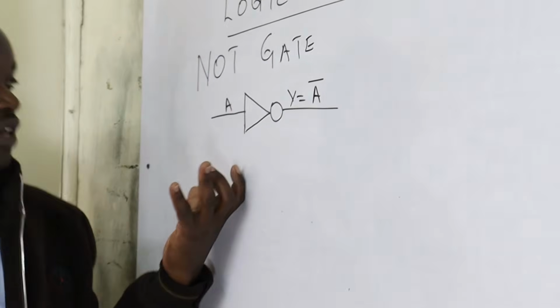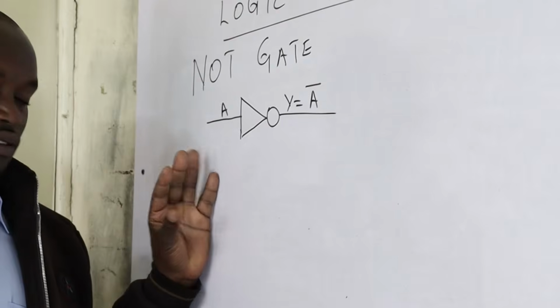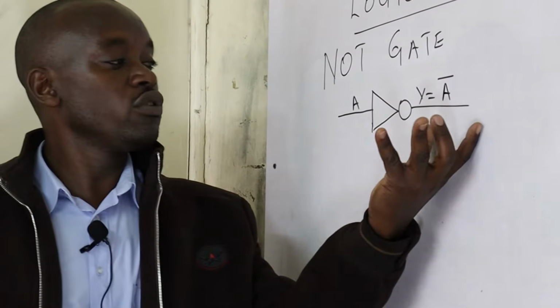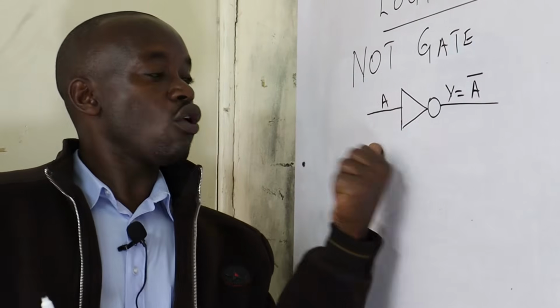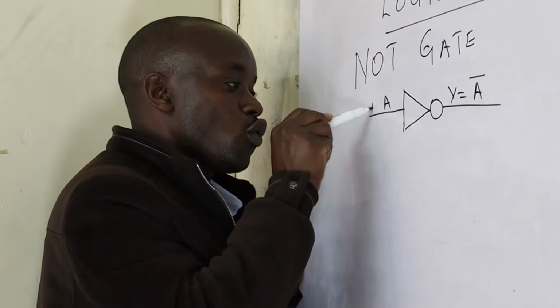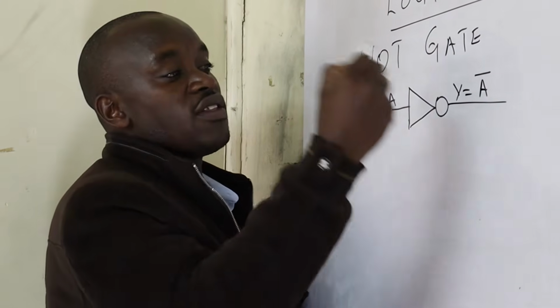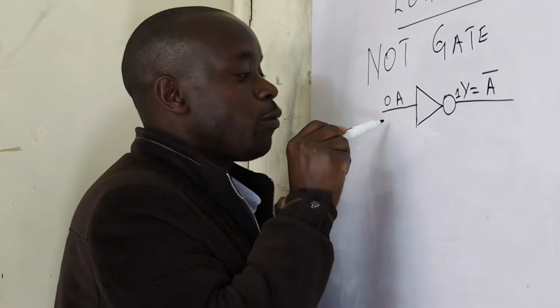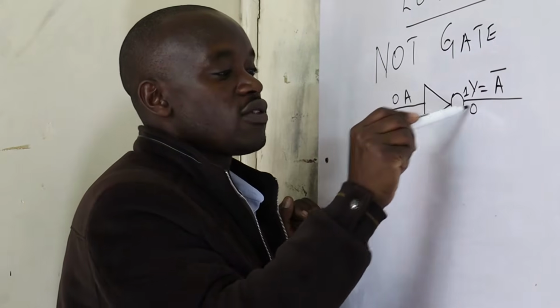A NOT gate is basically a gate which takes only one input and gives you one output, but the output is the inversion or the opposite of the input, which means if here I have 0, then the output, because it's A bar or A inverted, we get 1. If here I put 1, here we get 0.